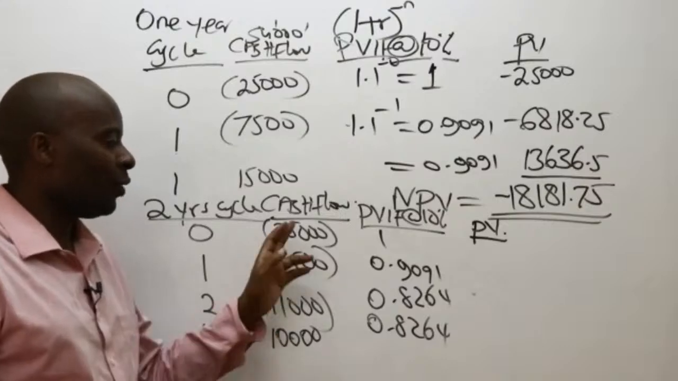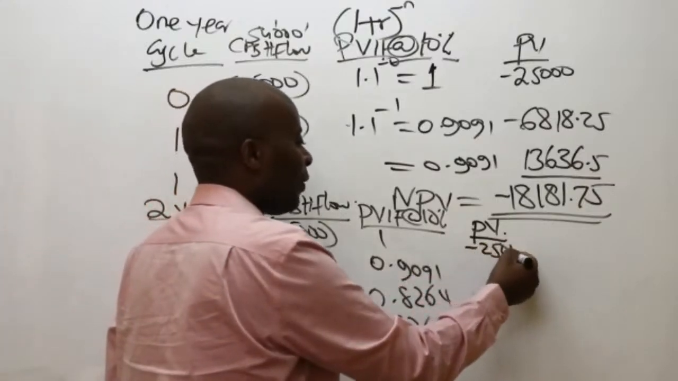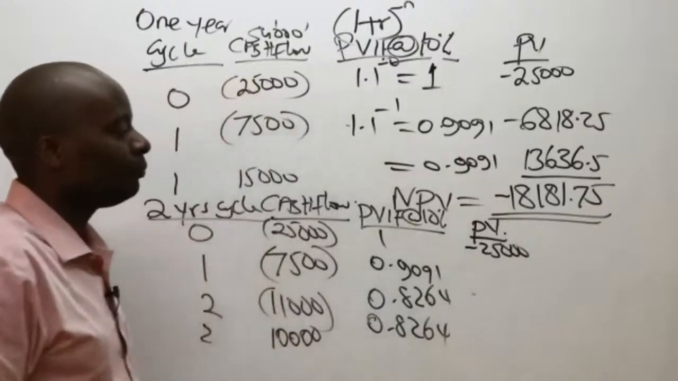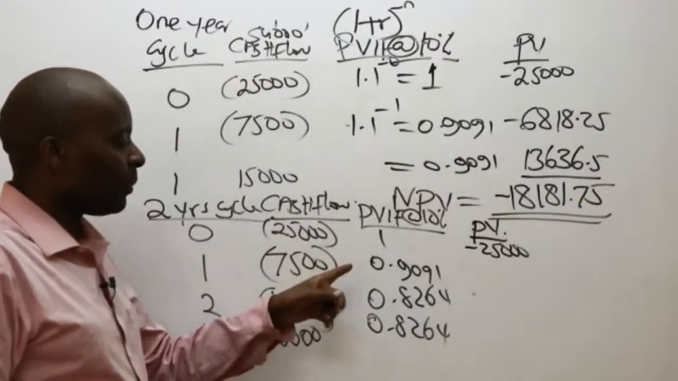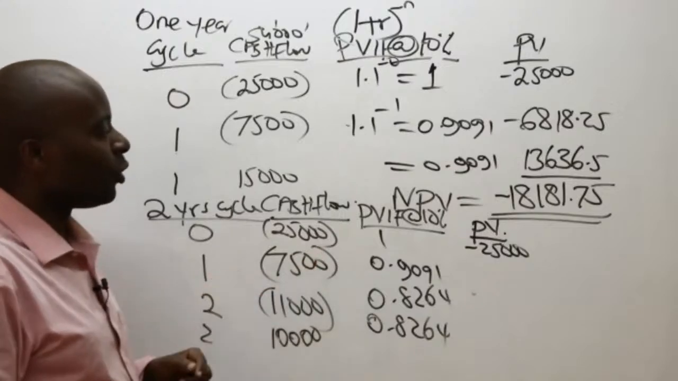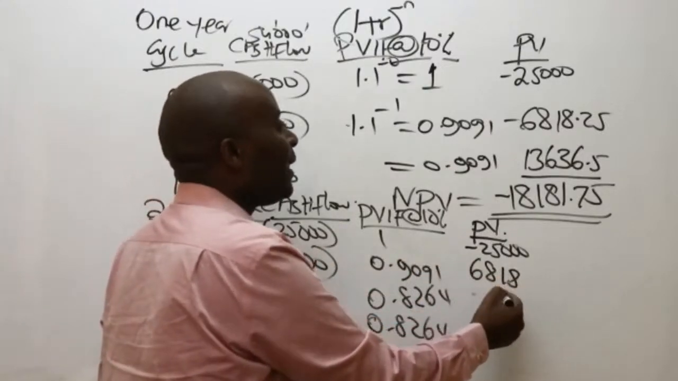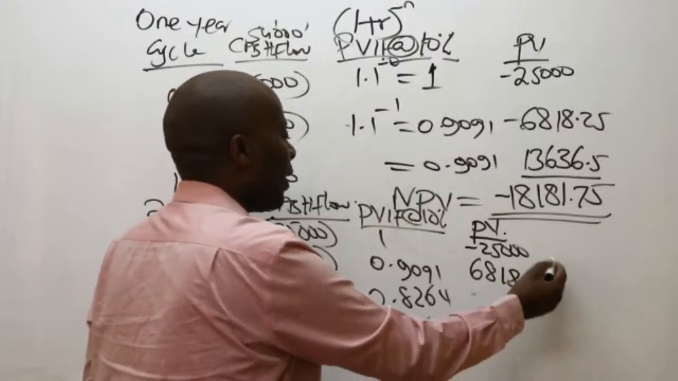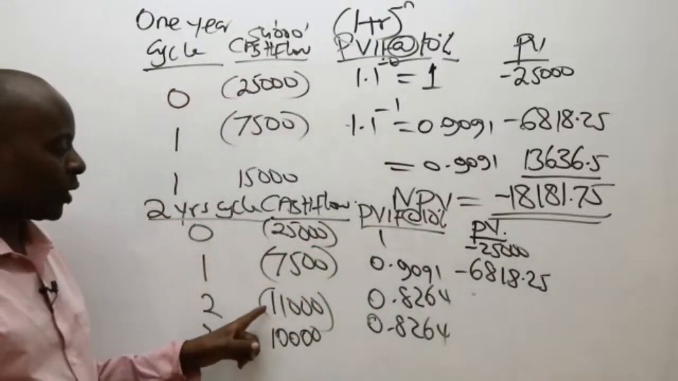What do we have here? We have to multiply. What figures do we have here? The first one is minus 25,000. The second one will be minus 7,500 times 0.991, which will be 18.25 negative.